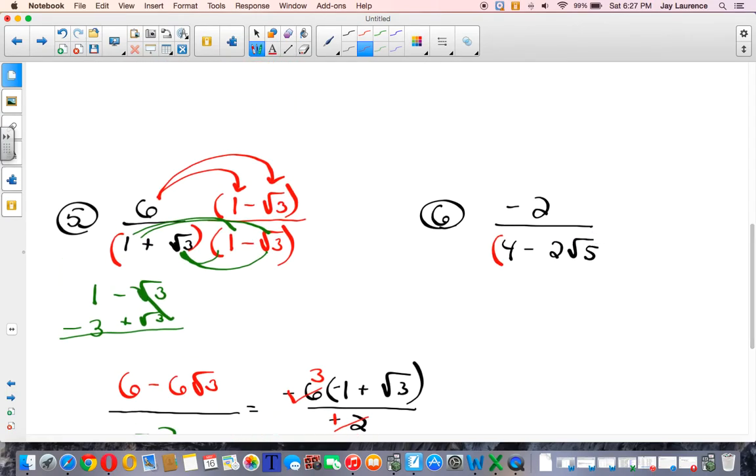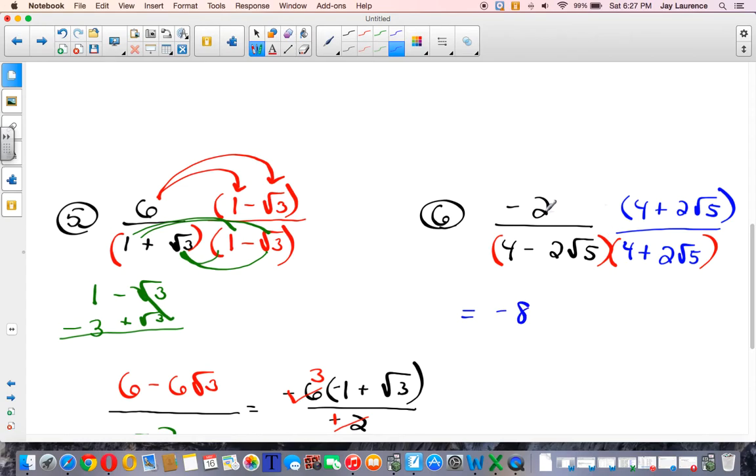Okay, let's try it on this one. What do you suppose I'm going to multiply by? Well, I'm going to multiply by a 4 plus 2 rad 5. And when I do that, when I double distribute, the rads are all going to end up canceling out. In the denominator, that is. Okay, so I'm going to distribute in my numerator. I'm going to get negative 8. And then I'm going to get minus 4 rad 5.